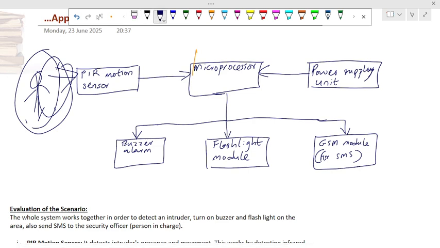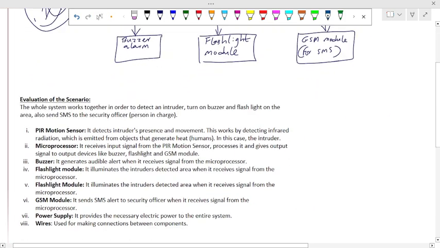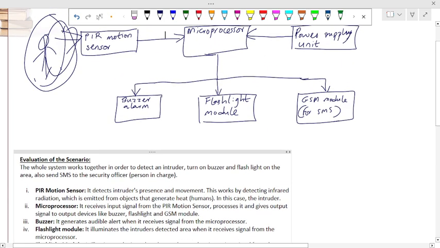What will happen next? The microprocessor receives this as input and processes that signal. Of course, we give instructions to the microprocessor on what to do with the signal. It processes that signal and gives an output signal to output devices, and that's what we have: the buzzer, flashlight, and then the GSM module. I think I've explained everything there.